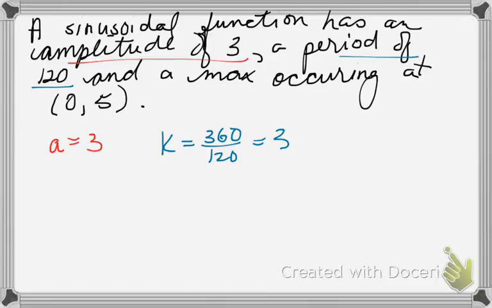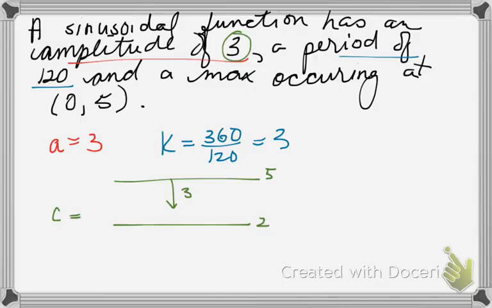We also need to know where the c value is and where our d value is. So our c value can be found if we locate the middle of our graph. Right now I know that my maximum occurs at (0, 5), meaning it occurs 5 units above the x-axis. If I travel down my amplitude from that, which is 3, I should hit the middle of my graph, which happens at 2. And then if I traveled down 3 more units, I would hit my min, which would be at -1. So my c value is 2.